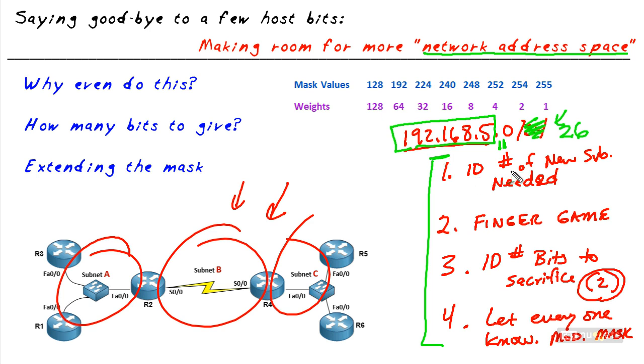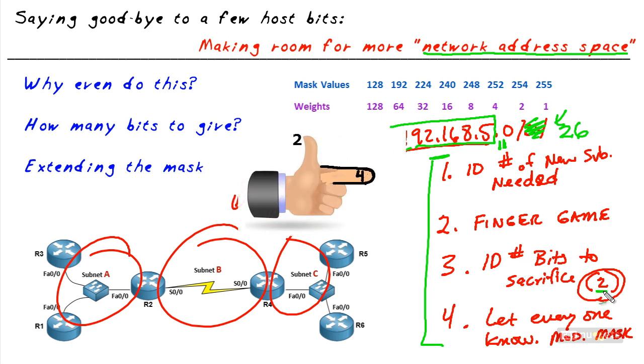And that is to identify the number of new subnets that you need to create. Use the finger game with a 2 on your thumb, with your fingers representing bits and doubling the number every time you bring up a new digit. Remember, start with a 2 on your thumb. And then once you calculate how many fingers are in the air that meet your requirements for the new number of subnets, you identify that. In our example, we only needed to take 2 bits.